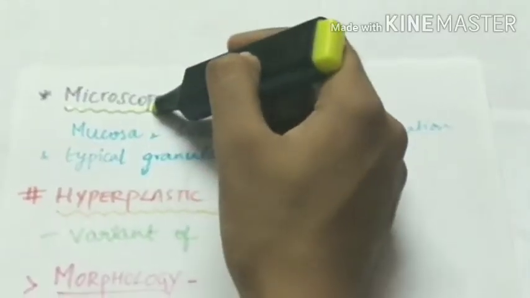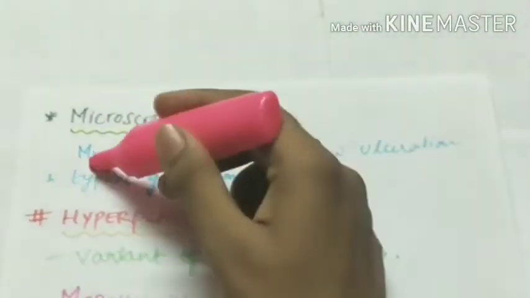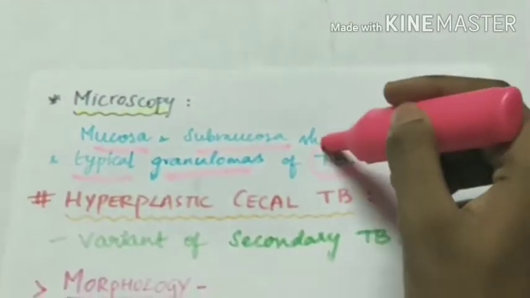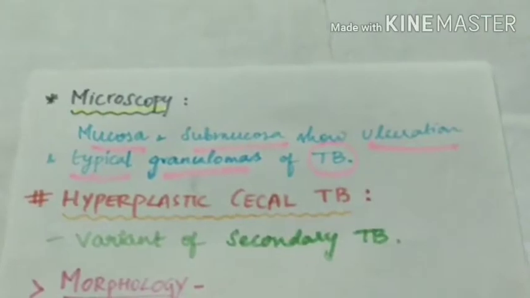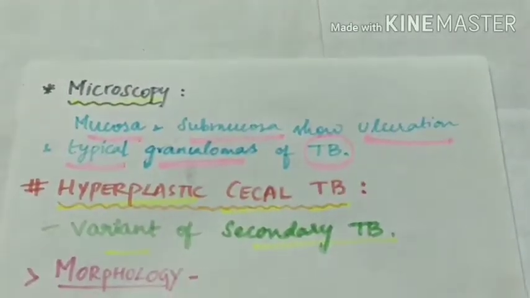Next, the microscopy of secondary intestinal tuberculosis. The mucosa and the submucosa show ulceration and typical granulomas of tuberculosis. The next type of intestinal tuberculosis is hyperplastic cecal tuberculosis, which is a variant of secondary tuberculosis.